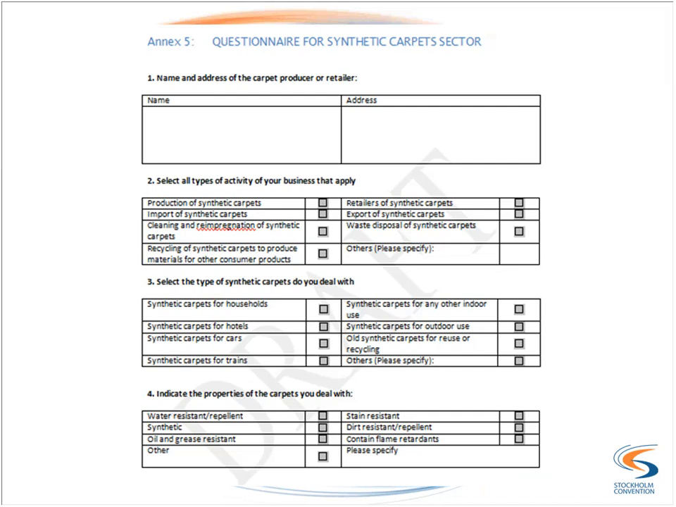This is an example of a questionnaire for synthetic carpets, and you can see that it's very simple, a tick type of questionnaire that gives indications. For PFOS, natural carpets are not to be considered, but synthetic carpets. So if you have that business being done at country level with synthetic carpets, that might be something that calls your attention.